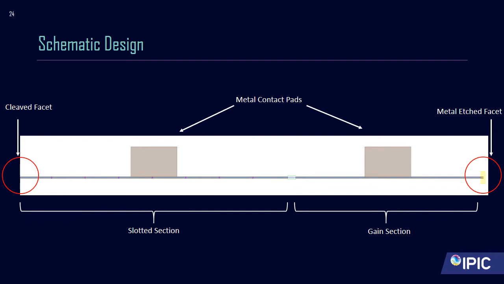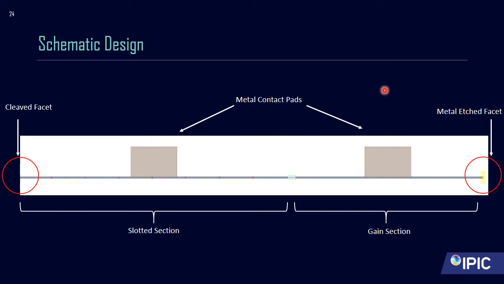So here's a schematic design of my laser, and a more to scale design. So the gain section is here, that's 800 microns long, and then there's the slotted section made up of multiple slots with an interslot separation of 108 microns. And then there's these contact pads used to probe the device. So when I'm testing it, I probe both the slotted section and gain section. Current is swept through both of these individually.